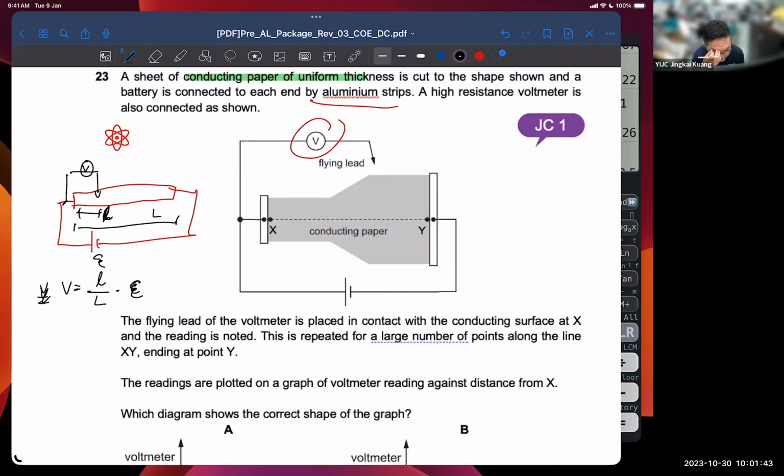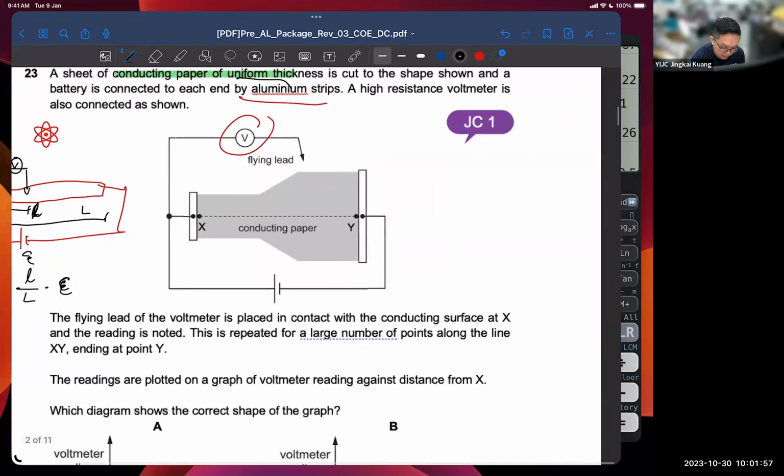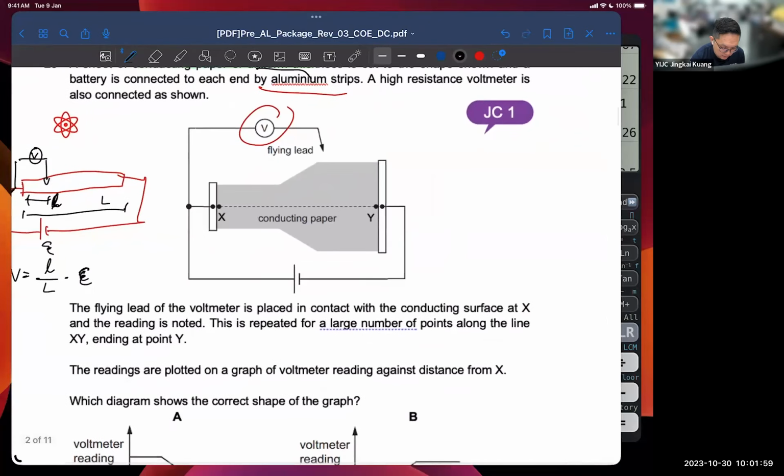But this one here is a bit different. This one here, the resistance is actually decreasing. How do you know that? Because the paper has uniform thickness. So if you draw the cross section, the paper looks like this. If it's uniform thickness, it looks like this. But because now this is fatter here, I expect my cross section area to be larger.